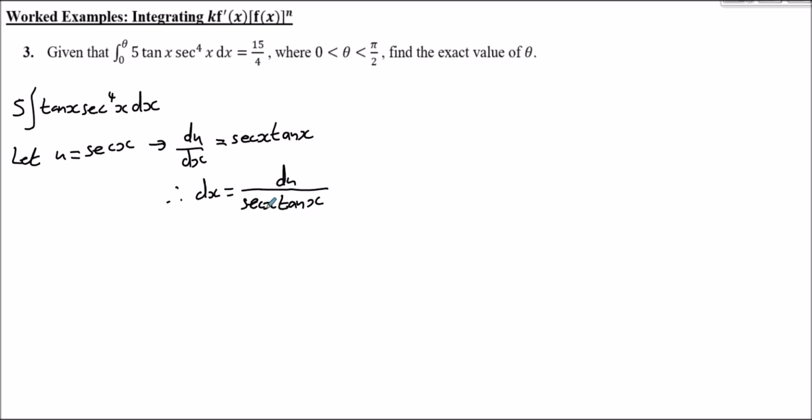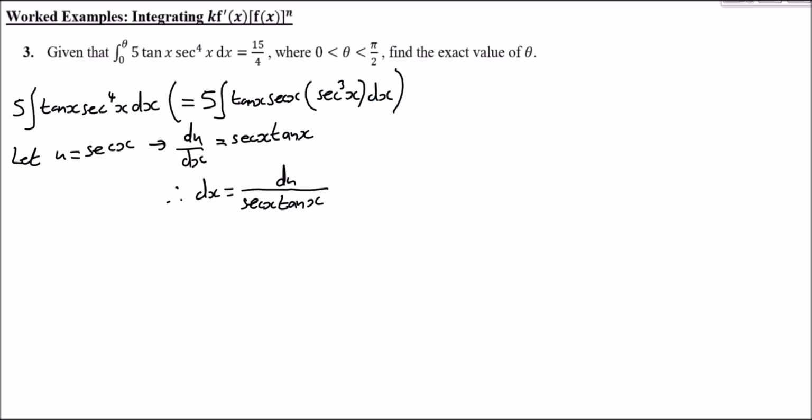So clearly I want a sec to cancel here, and so what I'm going to do now is rewrite this. I could rewrite it later. If I rewrite it as 5 tan x sec x, and really make an emphasis that I'm just doing sec cubed x dx on the outside, that might make it easier for us, and in fact it definitely will do.